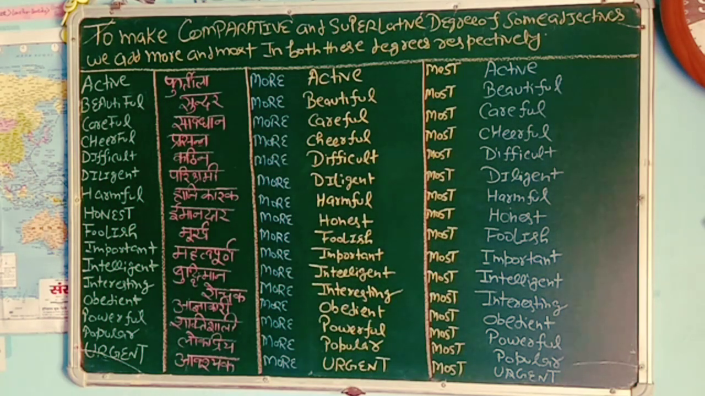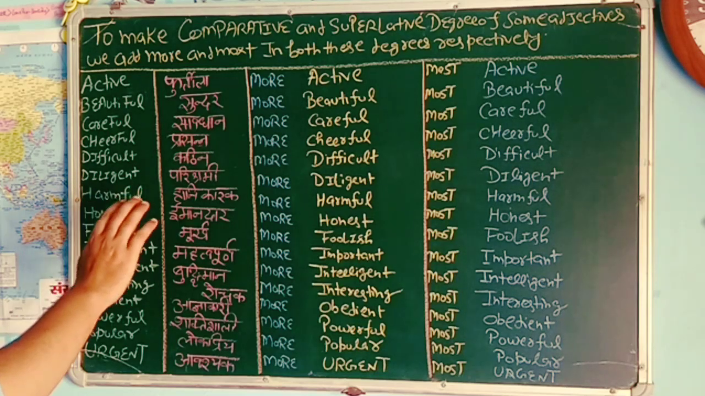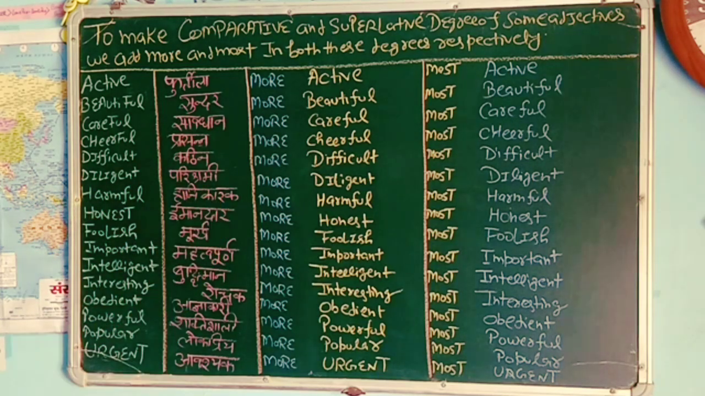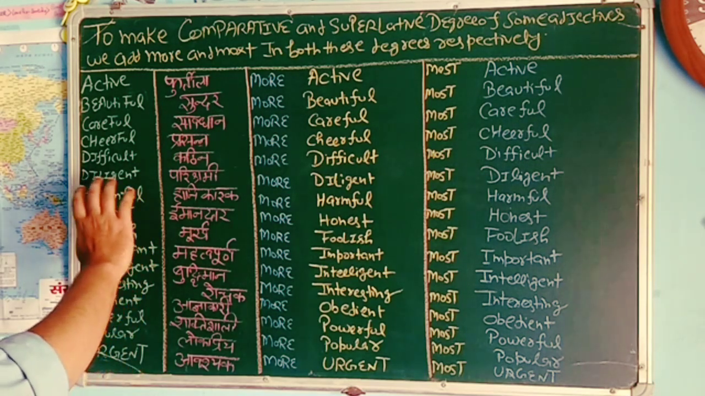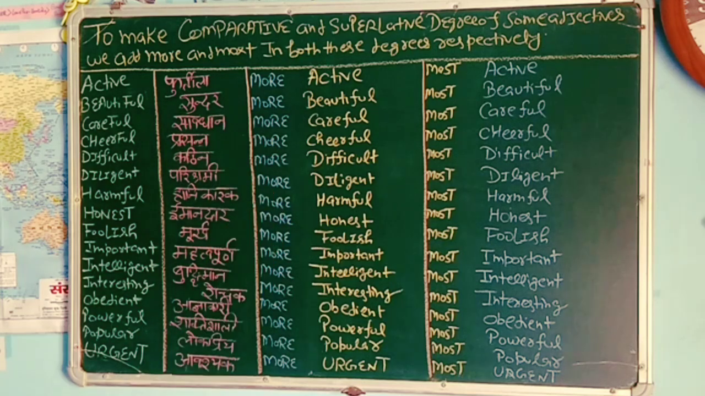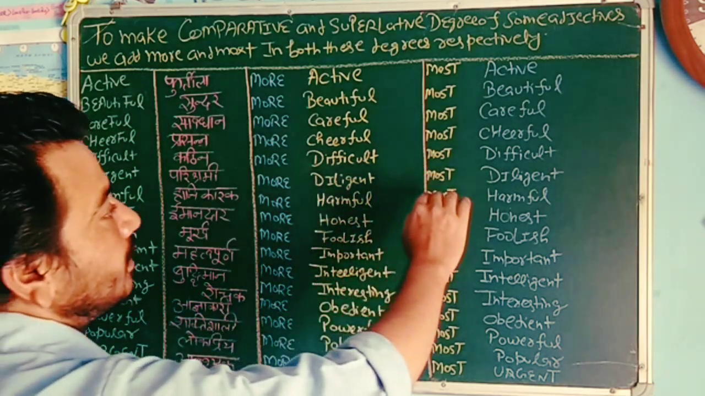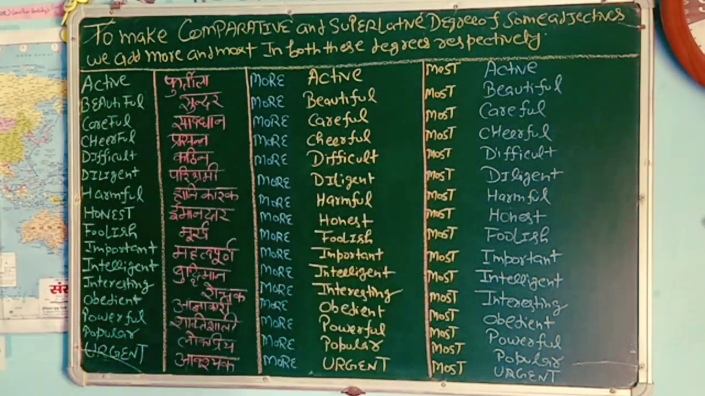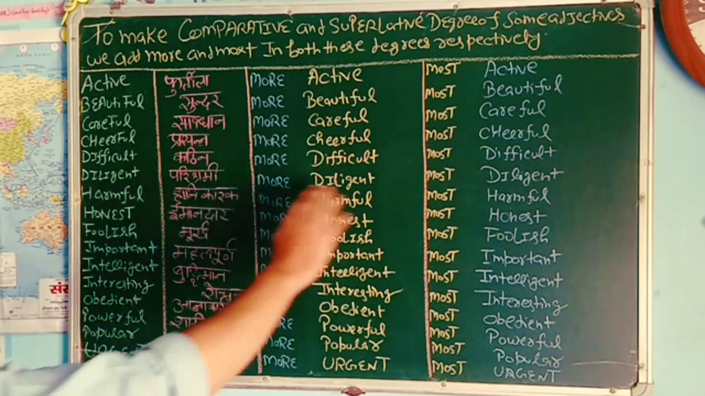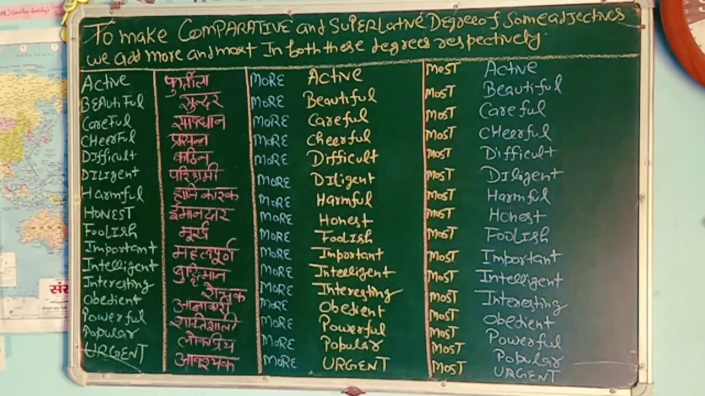Okay. Our next adjective is diligent, whose meaning in Hindi is parishrami, or we can say hardworking. If we want to make its comparative degree, it becomes more diligent, and if we want to make superlative degree, it becomes most diligent. So our complete degree of comparison becomes diligent, more diligent, and most diligent.